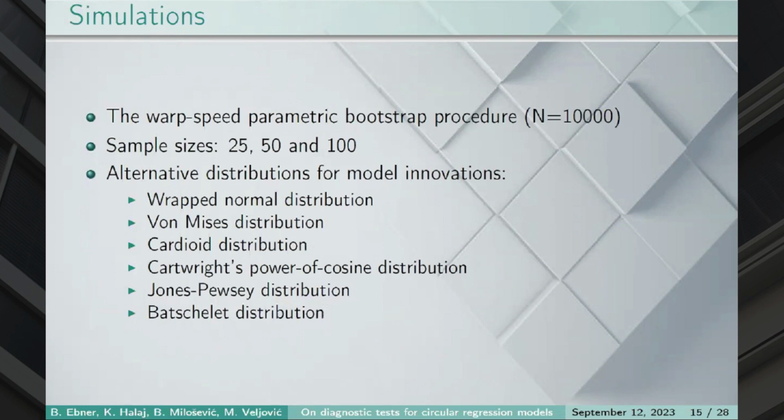In our simulations, we used 10,000 resamples in the warp speed procedure. Also, we considered sample sizes 25, 50, and 100. For alternative distributions for the model innovations, we used wrapped normal, von Mises, cardioid, Cartwright power of cosine, Jones-Pewsey, and Batschelet distributions. The first 3 distributions are quite standard when we consider circular random variables, and the last 3 are some kind of generalizations of these 3 distributions and the wrapped Cauchy distribution.